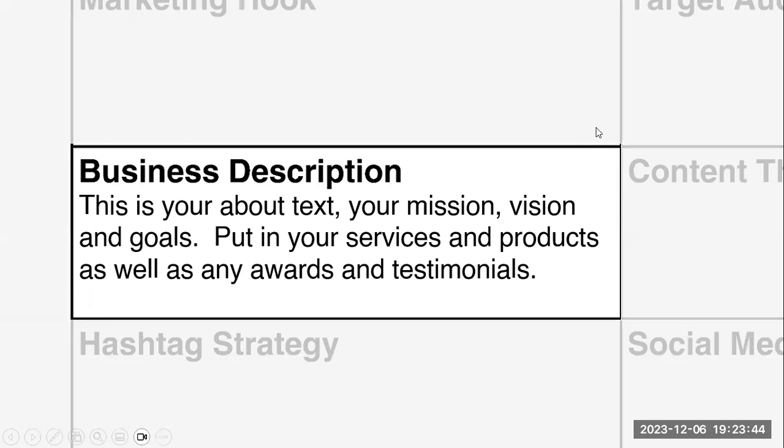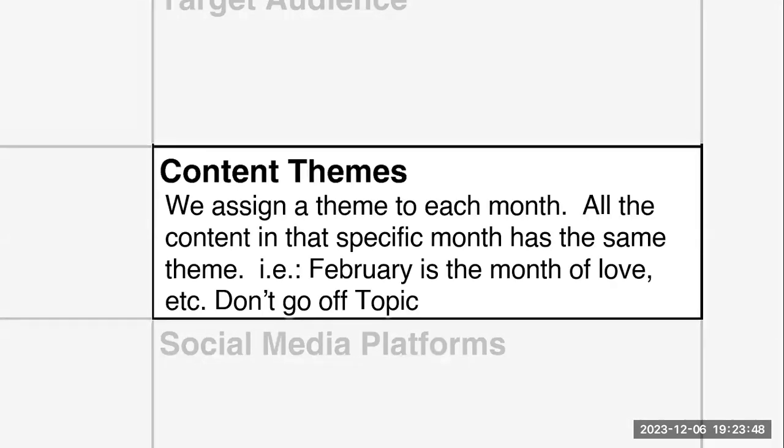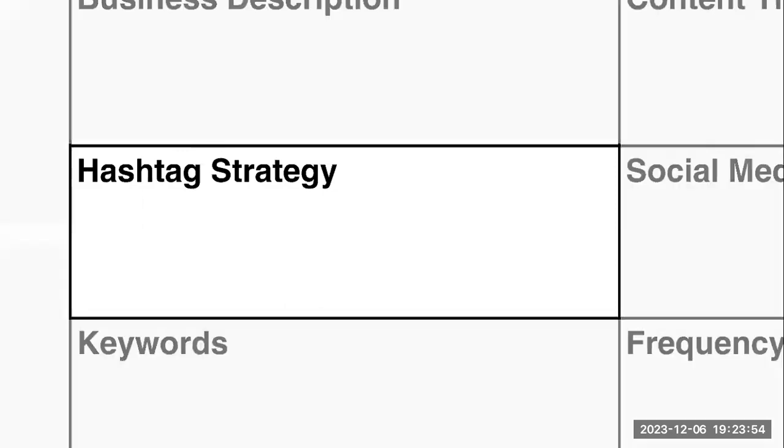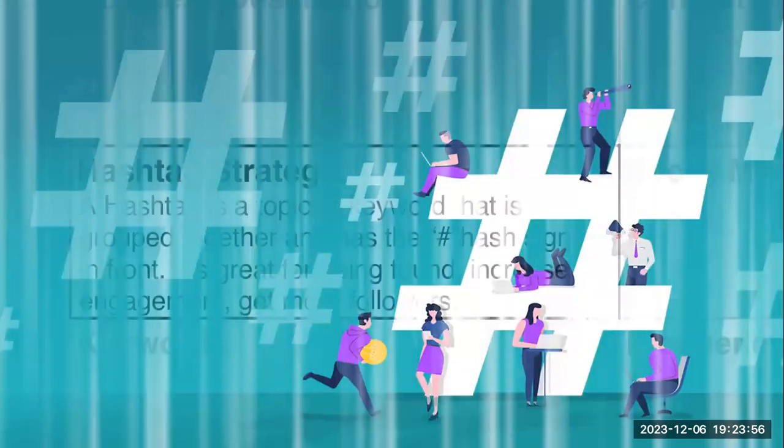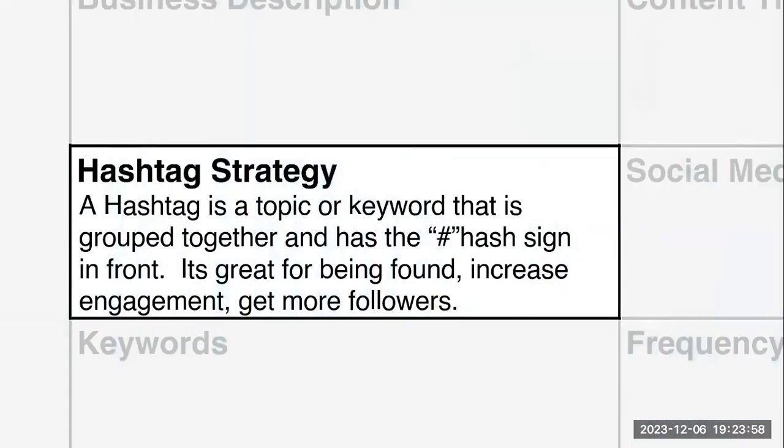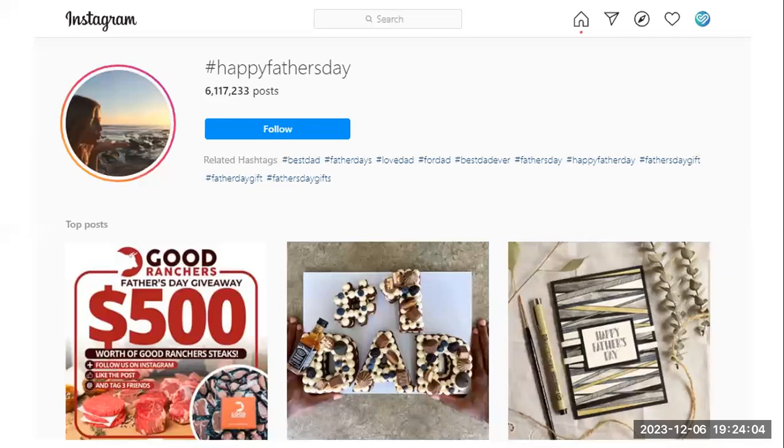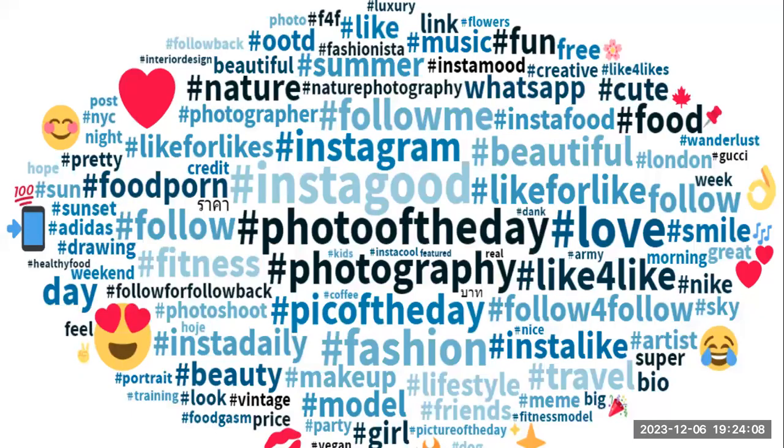Business description is where your about text, your mission and your vision go. For content themes, we assign a theme to every month. For example, February will be the month of love. Hashtag: you need to have a hashtag. All of you need to have a bucket of hashtags that you use regularly on your posts. These are examples of hashtags. These are trending hashtags on Instagram. We use them quite a bit every single day.